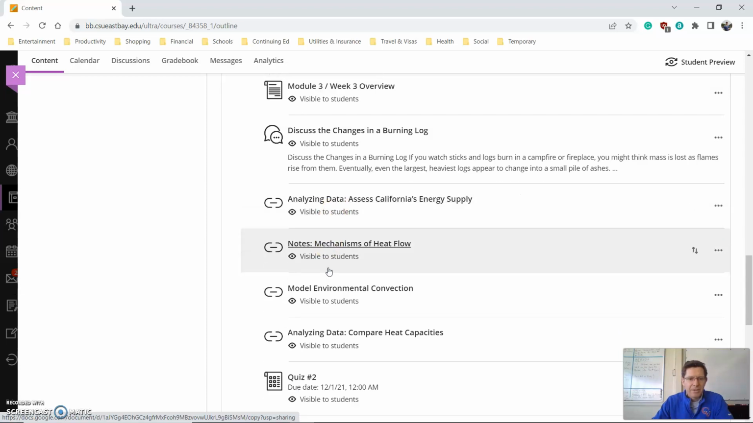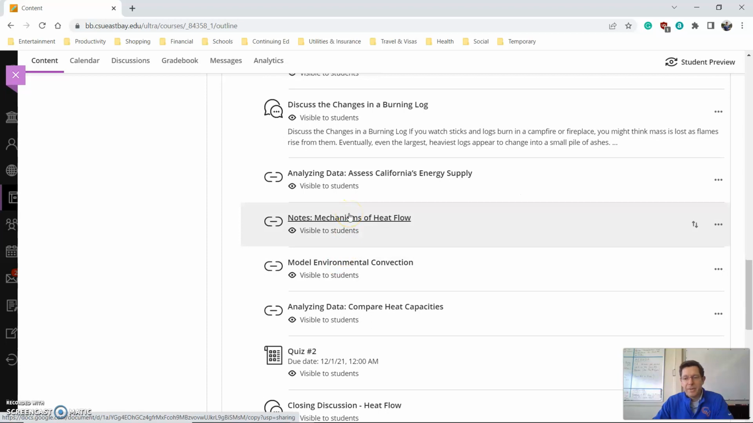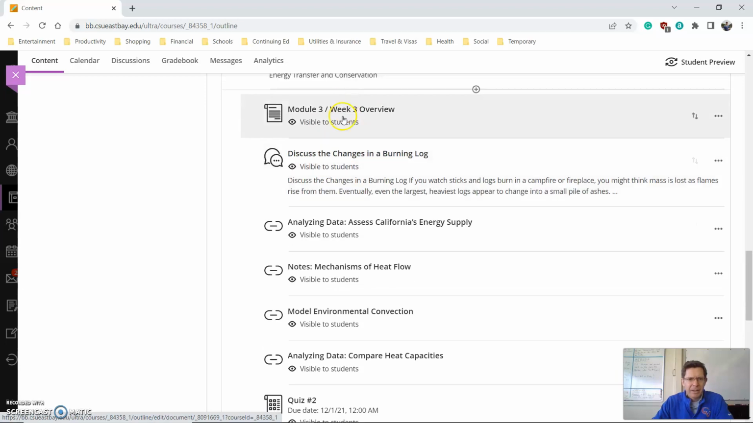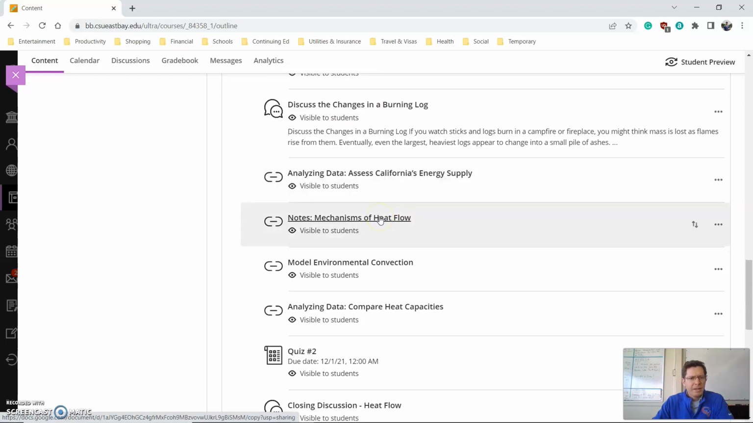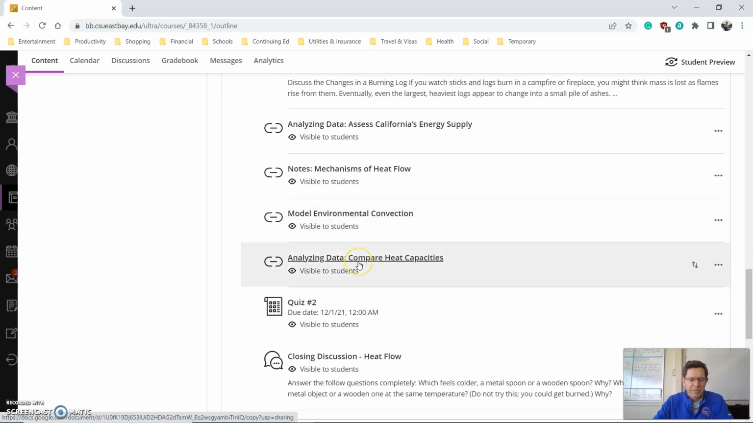And here in the notes, we'll be looking at those three mechanisms of heat transfer, which was the last of the learning objectives in the overview. And over here, model environmental convection. In this activity, you'll be creating a model to show a real-world situation involving convection. And so that's mostly practice on building models as well as understanding about heat flow.